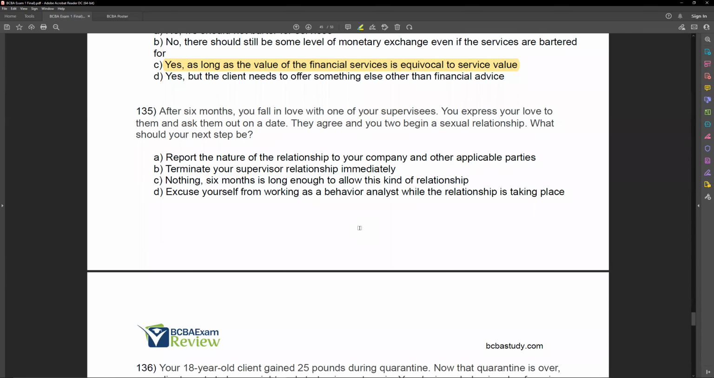135. After 6 months, you fall in love with one of your supervisees. You express your love to them and ask them out on a date. They agree and you two begin a sexual relationship. What should your next step be?